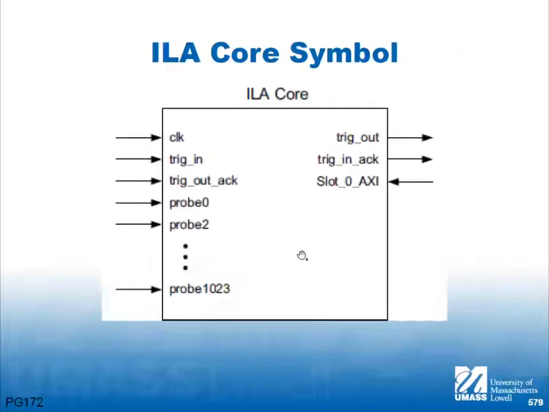So here it is. This is the block. It's just a block diagram of the block, but it has a clock input because this is synchronous clock. It has a trigger in and a trigger out. So the reason for trigger in, trigger out, and then trigger out ACK and trigger in ACK is these can be cascaded. So you set the trigger up for one and it triggers all of them. Now you can trigger on a signal, you can trigger on a group of signals, or you can use this trigger in.